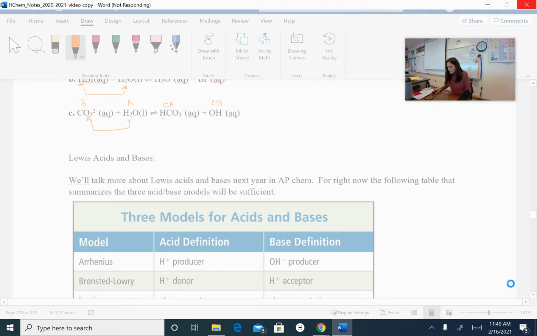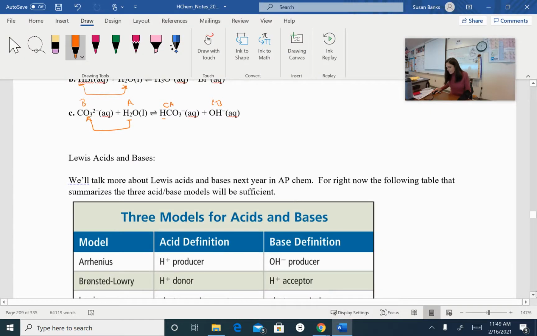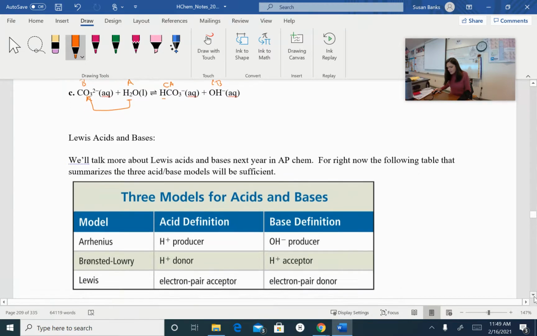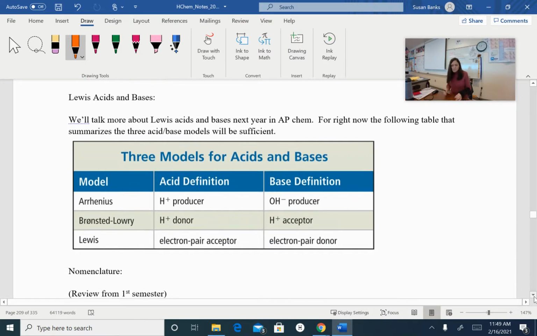Okay, Lewis acid is all about electron pairs. So a Lewis acid is an electron pair acceptor, and a Lewis base is an electron pair donor. So let's look at this.